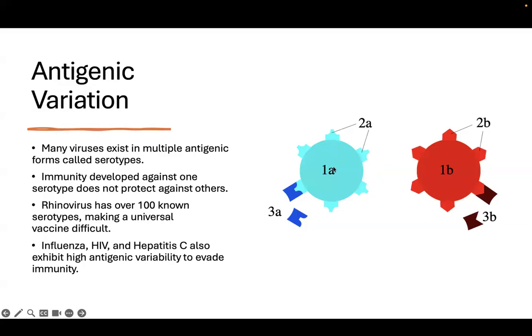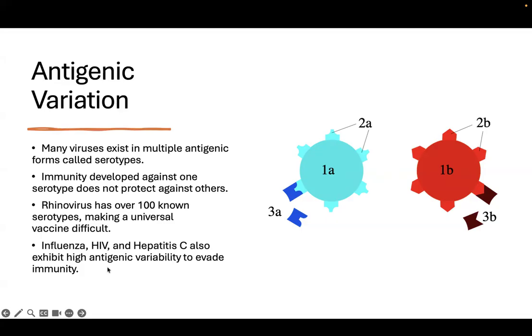If you're infected with, let's say, rhinovirus 1A, sure, your immune system might recognize it, but if you're then infected with rhinovirus 1B, your immune system is not going to recognize it, because their surface proteins are not recognized by our immune system. Antibodies don't bind to them. T cells don't recognize that. So it's a different thing.